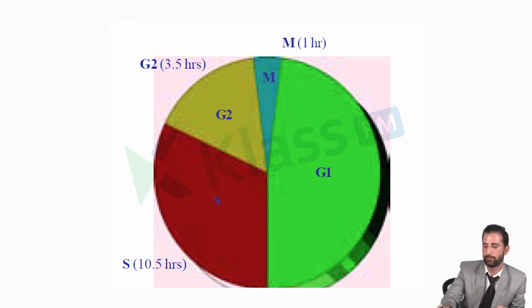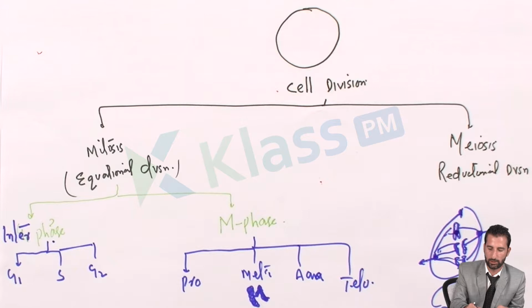This is cell division. Cell division is mitosis or meiosis. So this is equational division and this is reductional division.